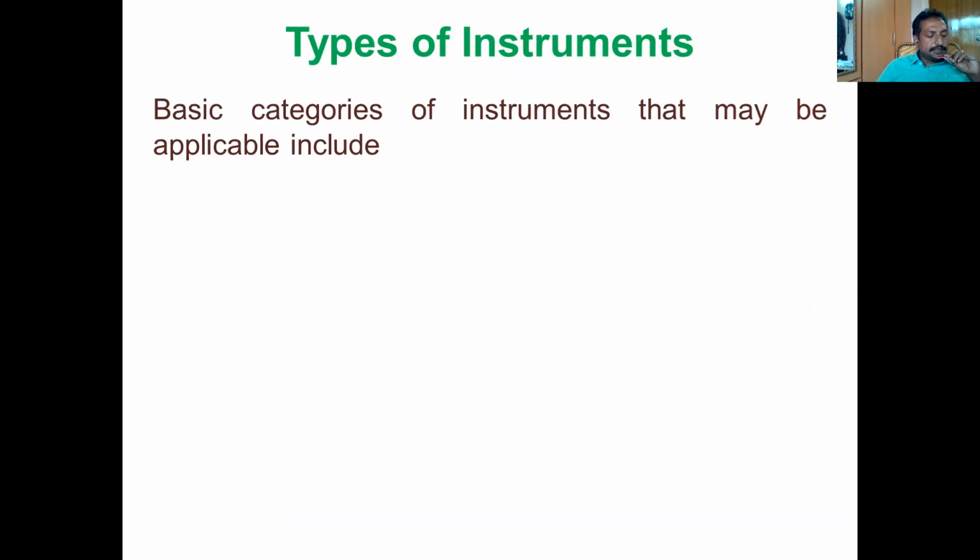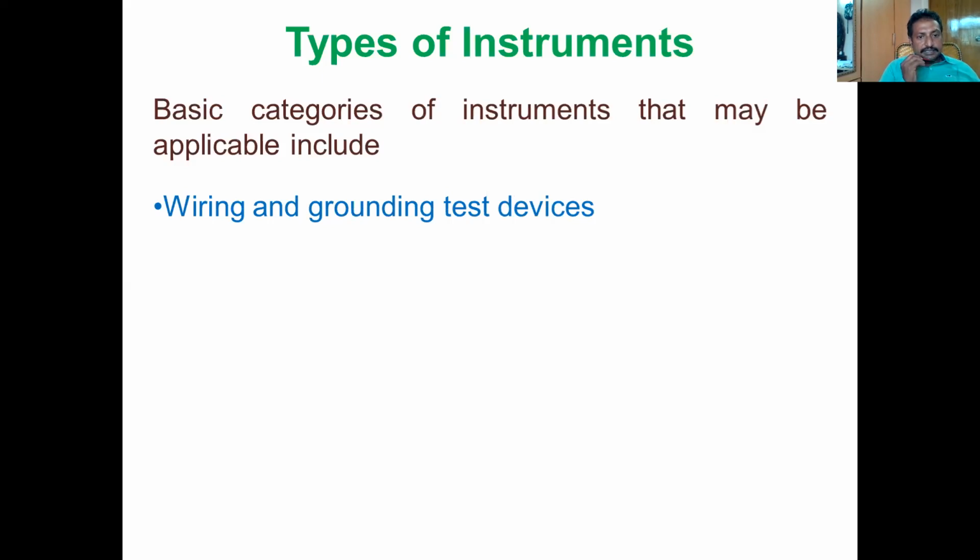So generally, instruments have been developed that measure a wide variety of disturbances. A number of different instruments may be used depending on the performance being investigated. So generally there are basic categories of instruments. We will follow what those basic categories are. Number one is wiring and grounding test devices.